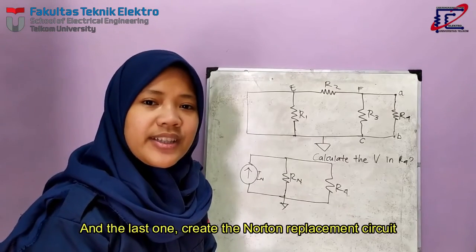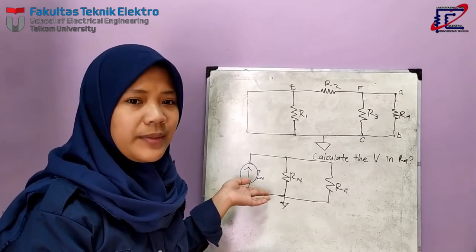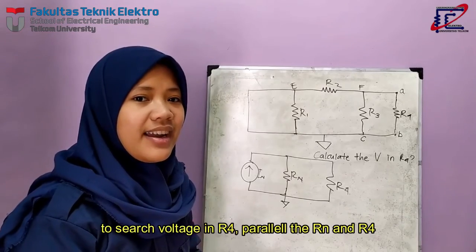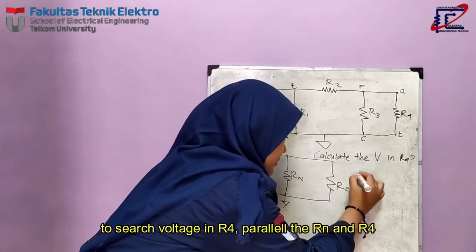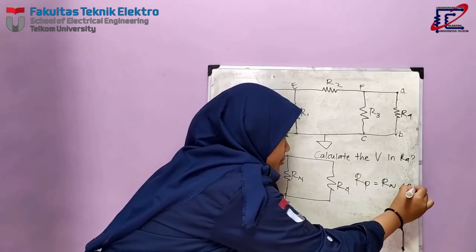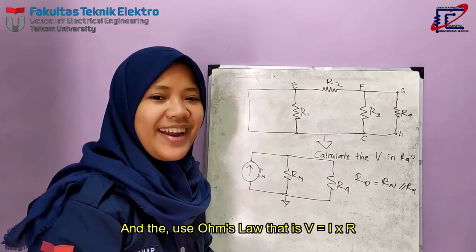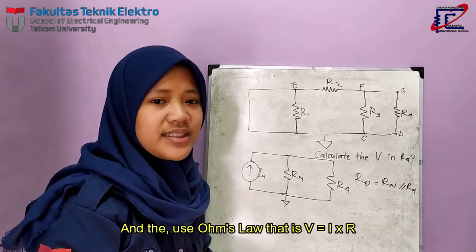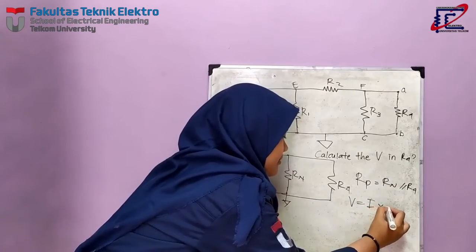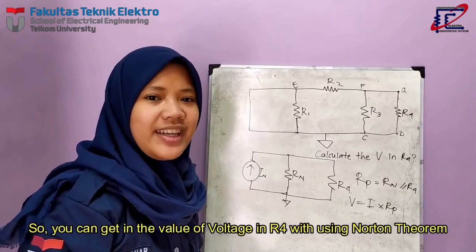The last one, create a Norton replacement circuit. This is a Norton replacement circuit. To search the voltage in R4, take the parallel of the Norton R and R4. And then use Ohm's law, that is voltage equals current times resistance. So you get the voltage in R4.